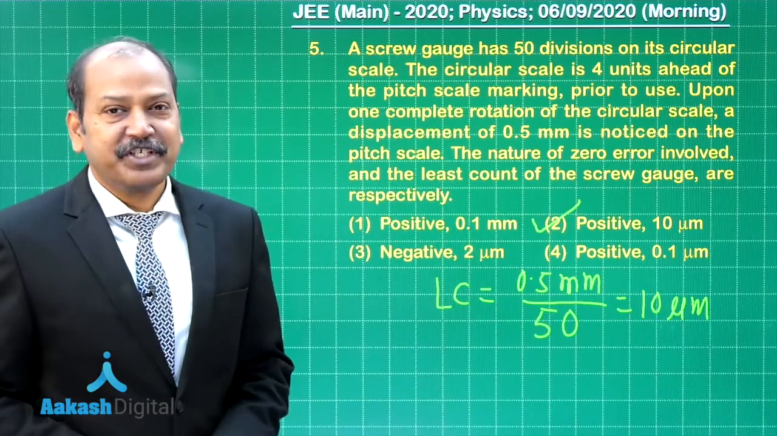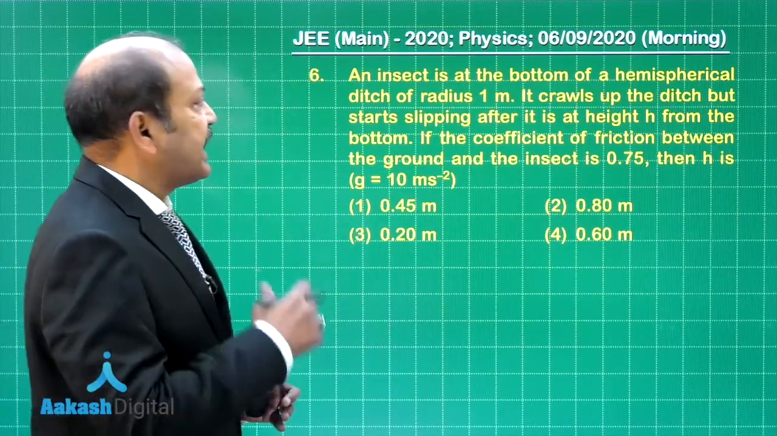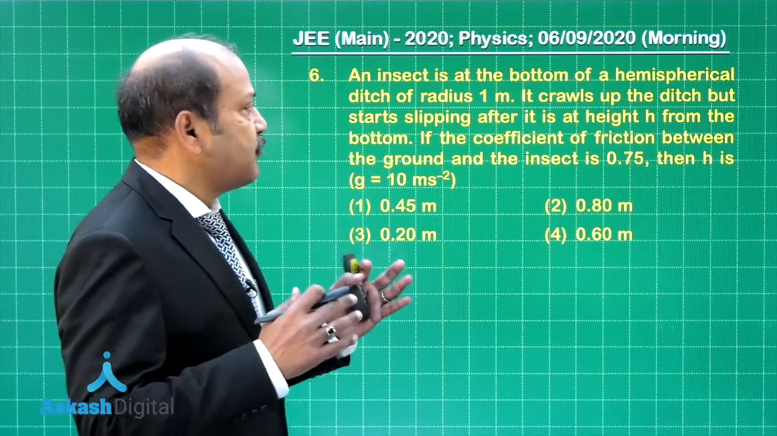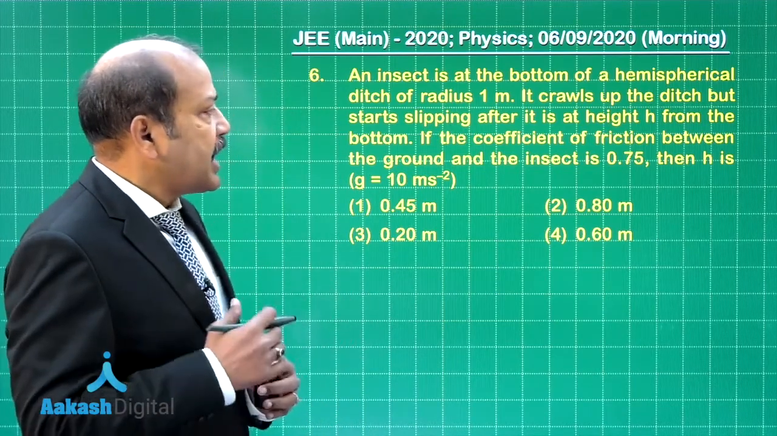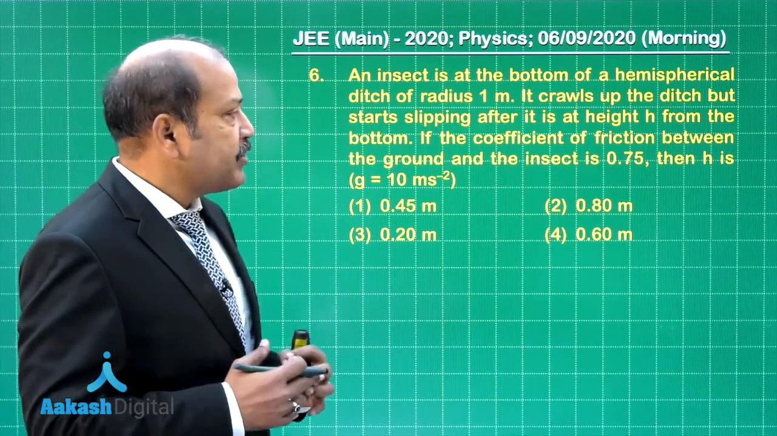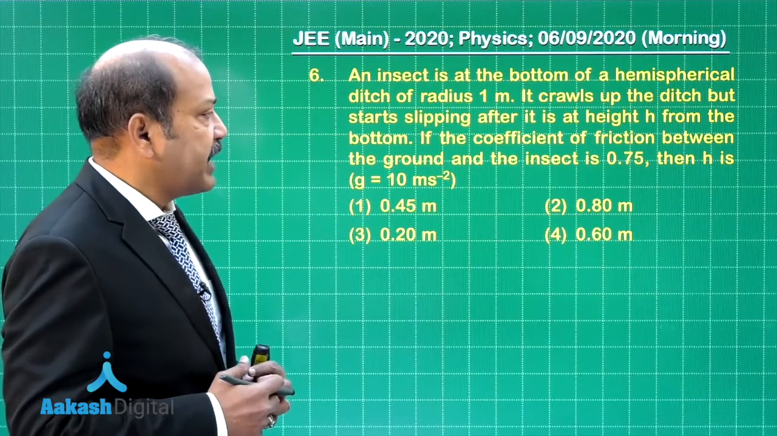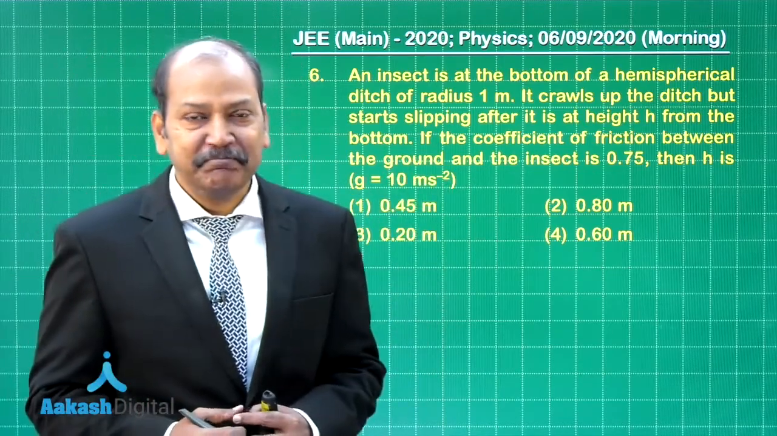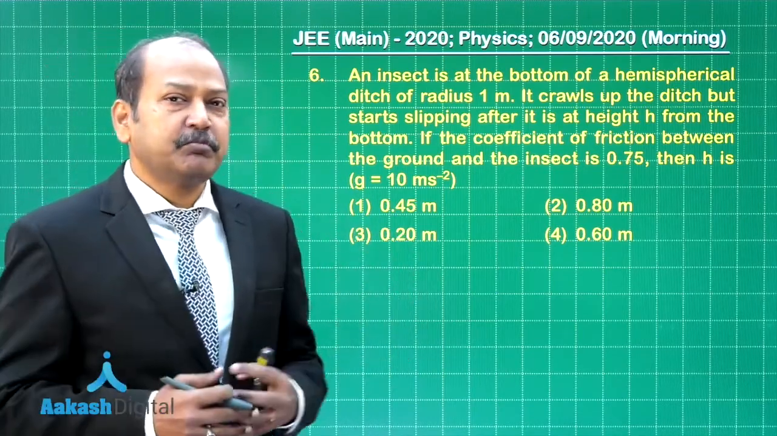Let us now go to question number 6. Question 6 says an insect is at the bottom of a hemispherical ditch of radius 1 meter. It crawls up the ditch but starts slipping after it is at height h from the bottom. If the coefficient of friction between the ground and the insect is 0.75, then the value of h is, and the 4 options are given. Clearly, the question relates to friction and it is about laws of motion.